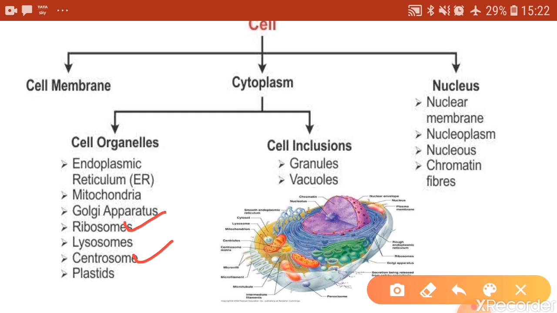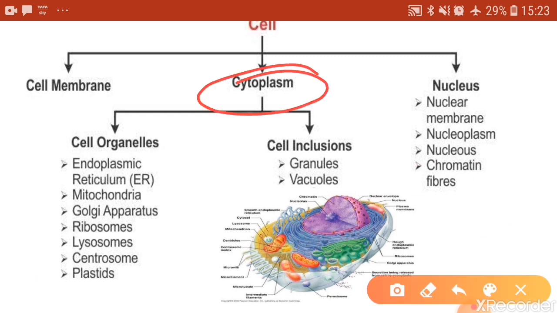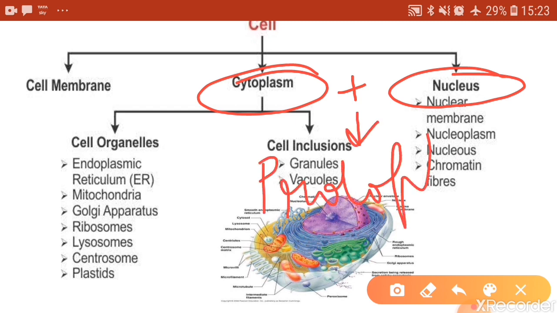Then there are cell inclusions. They include the granules which are scattered in the cytoplasm and the vacuoles about which I have just told you. Now the nucleus has got the nuclear membrane, the nucleoplasm, the nucleolus and the chromatin. The chromatin contains DNA and histone proteins. It is the chromatin which condenses and forms the chromosome, right, about which I have discussed in detail. So the cytoplasm is the material between the cell membrane and the nucleus, and the cytoplasm along with the nucleus, what is it called as? It is called the protoplasm, right?